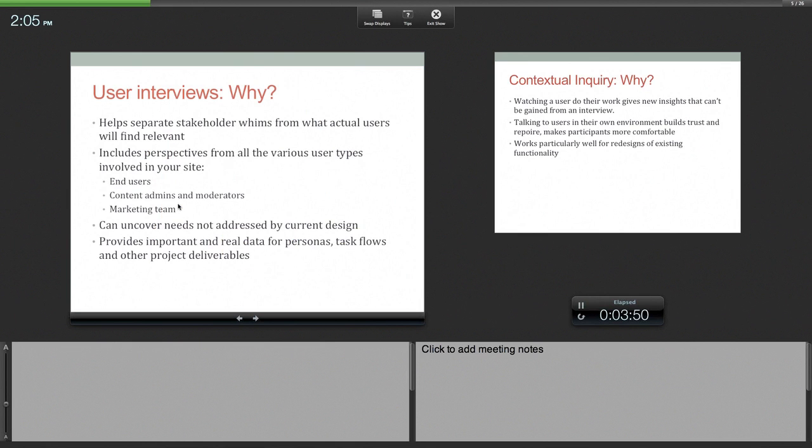The main thing we want to get out of a user interview, and this is also true of contextual inquiry, is we want to separate the whims of our stakeholders from what actual users are going to find relevant. We've all had that client that wants a slideshow on the home page and a whole bunch of different buttons, and they want it because they're the CEO and that's what they get. The thing we get to do with the user interview is find out if something like that, some functionality that's being requested, is actually relevant to the people who are using the site.